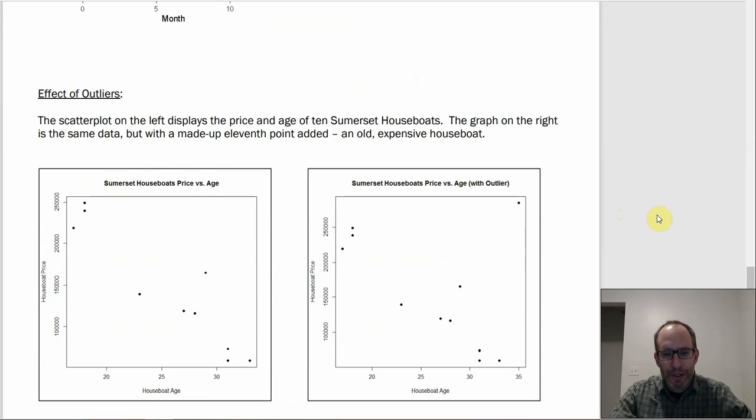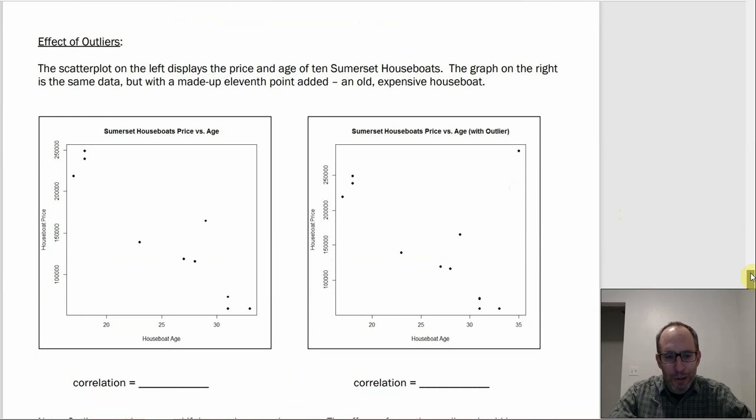Another thing is, what if you have an outlier? Watch this. This is crazy. The one on the left is the price and age of 10, and I'm not sure how you're supposed to pronounce that brand, but it's a bunch of houseboats. I'll just say houseboats, that way I can duck around pronouncing it wrong. So we have 10 houseboats there. The other one has 11 houseboats, because look at this one up in the corner.